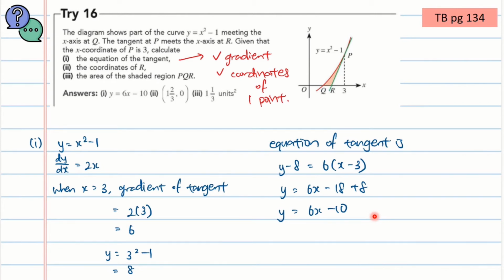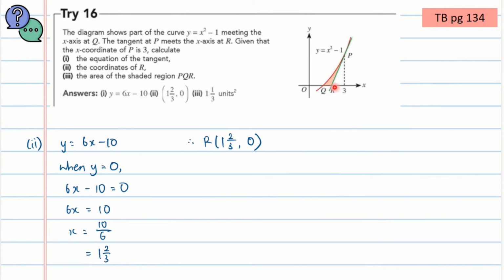Moving on to part 2, which is to find the coordinates of R. That means y is equal to 0. So we substitute in y equals 0 into the equation of the tangent because R is on the tangent. And then we solve that x is equal to 1 and 2/3. Therefore, the coordinates of R will be (1 and 2/3, 0).